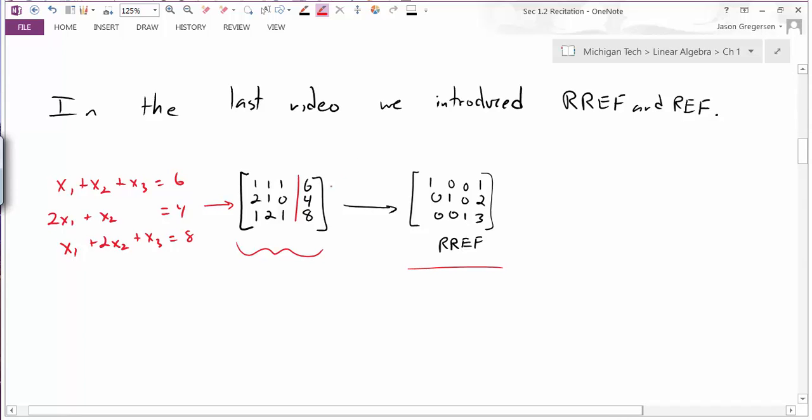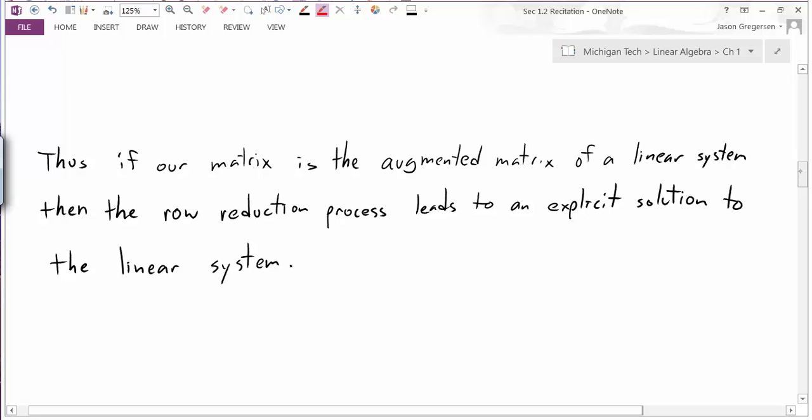So in the process of going from this matrix to this matrix, I haven't changed any of the solution sets to the system. But this last augmented matrix, if I looked at this one in system form, I could write out that system as x1 equals 1, x2 equals 2, and x3 equals 3. So I can see that once I've put that augmented matrix in reduced row echelon form, it's very easy for me to write out the solution. To summarize, if our matrix is the augmented matrix of a linear system, then the row reduction process leads to an explicit solution to the linear system.